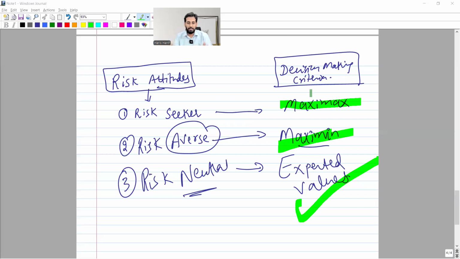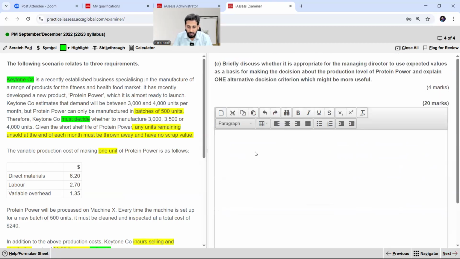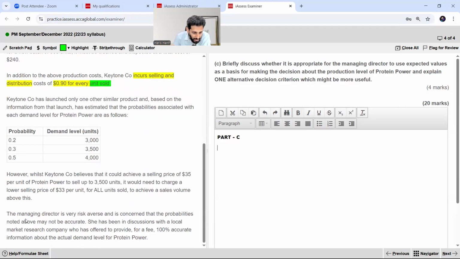So Maximax, Maximin and expected values, we all know. Since I have explained them, the question here is something else. We have to relate it with this particular case study. So this is my part C. Now we have to study this.